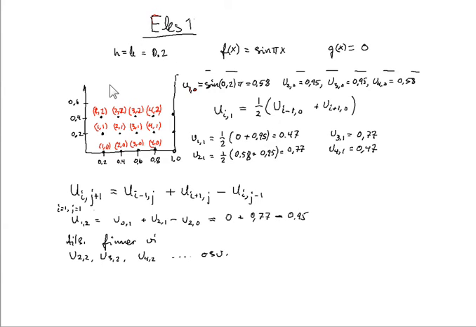Let us now consider the following example. We have the wave equation as above with c equal to 1, and we assume that the step sizes h and k are equal and equal to 0.2. Moreover, the initial deflection is given by f of x equal to sine pi x, and the initial velocity is 0.